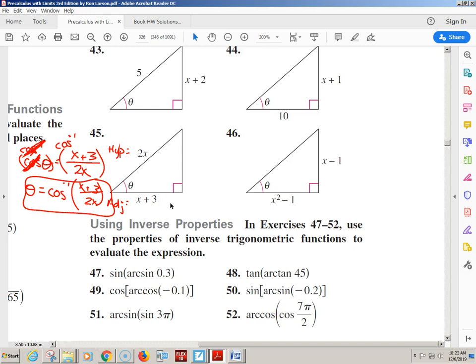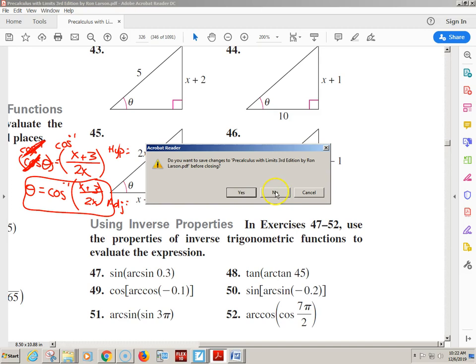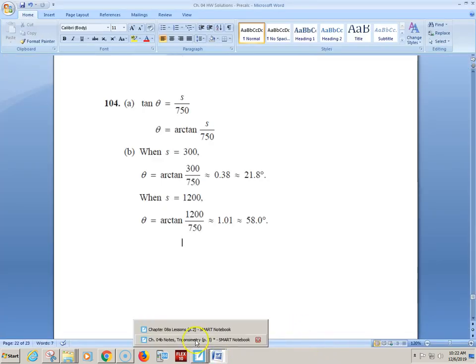Okay, we said that there are 8 sections in chapter 4, and we just went over 4.7, which means we have one more.